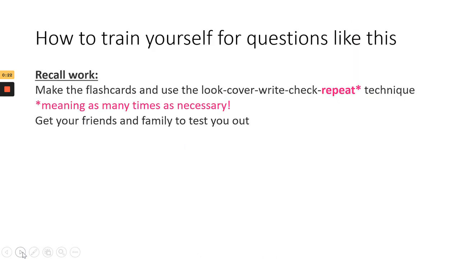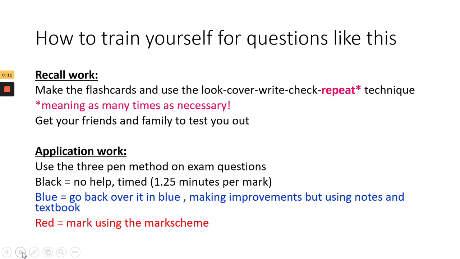So first of all, training yourself, recall work, making the flashcards, use the look, cover, write, check, repeat technique, repeating it as many times as you need to, getting your friends and family to test you out. And the application work is using the 3-pen method on exam questions. Black is no help, blue is going back over it, and red is using the mark scheme.